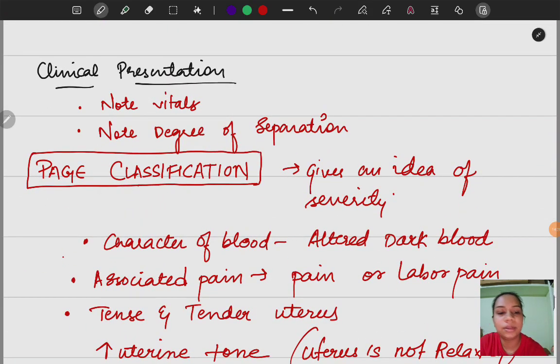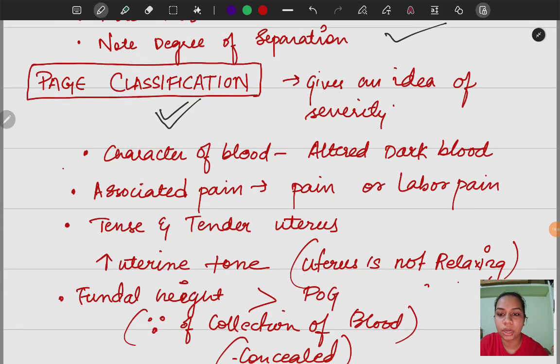What are the clinical presentations? So same in this mother also, you have to note the vitals because active bleeding is there. Note the degree of separation. The degree of separation will be given by a classification called the Page classification. It will give you an idea of the severity. What is the character of the blood? Always in abruptio placenta you will see altered dark blood, and in placenta previa you will see red bright blood. Associated pain will be there, or labor pain also.